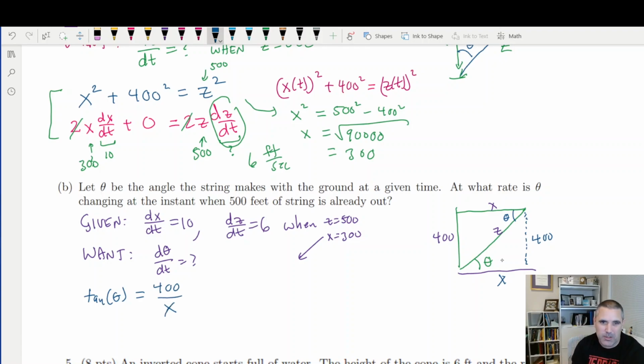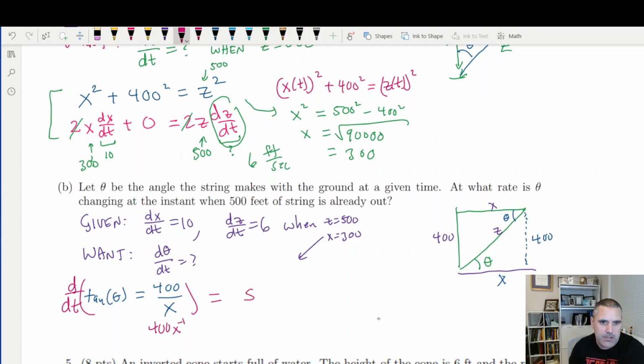If we don't like that, we could say, what about sine of theta? Opposite over hypotenuse, 400 over z. You could also use something else, but at this point, I would just pick one. You don't need to think really hard about it. So let's say we want to use the tangent. Let's differentiate with respect to t. Sometimes when students have more choice, it causes more angst, but don't worry.